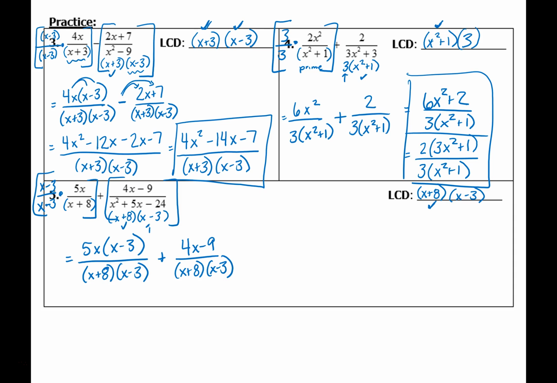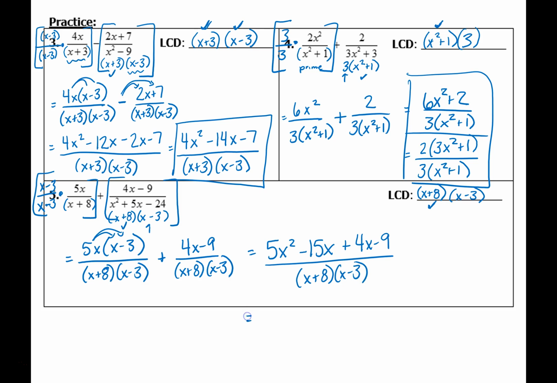And now we need to do some simplifying. So I'm going to distribute this 5x first and do 5x squared minus 15x. And then I'm going to add my 4x minus 9, my other numerator. That's all over x plus 8 times x minus 3.